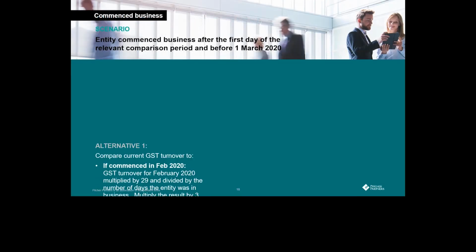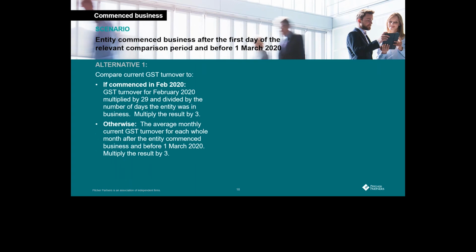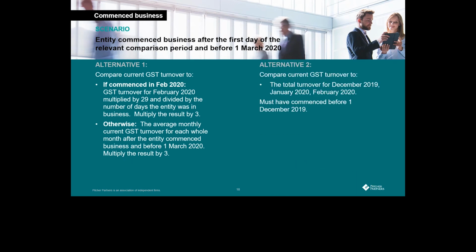So we've outlined the detail of the tests on this slide. As I said, the test applies to an entity that commences business after the relevant comparison period, but before the 1st of March 2020. Unfortunately, if you commence business after 1st of March, the test won't apply to you, but then neither would JobKeeper, because it continues to have a requirement that you were carrying on a business as of the 1st of March 2020, or if you're a not-for-profit, you were carrying on your objectives principally in Australia as at that date.